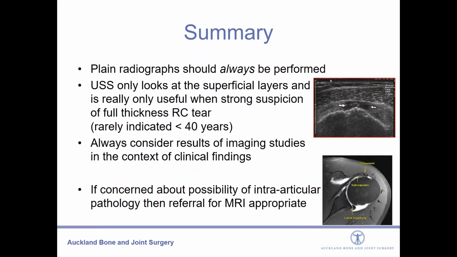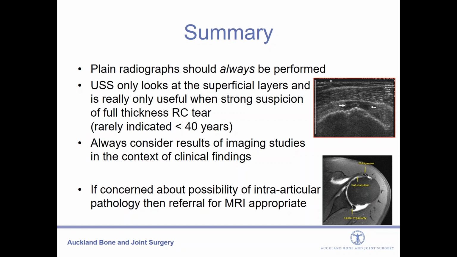Always do your plain X-rays. Ultrasound is really only useful over the age of 40 when you're wanting to determine whether or not there's a full thickness tear. And always consider the results of the imaging studies in the context of your clinical findings. I think as primary care people, be it general practitioners or physios, you've got the training to do a history and examination. Don't rely on the radiologist's report. They just report what they see.